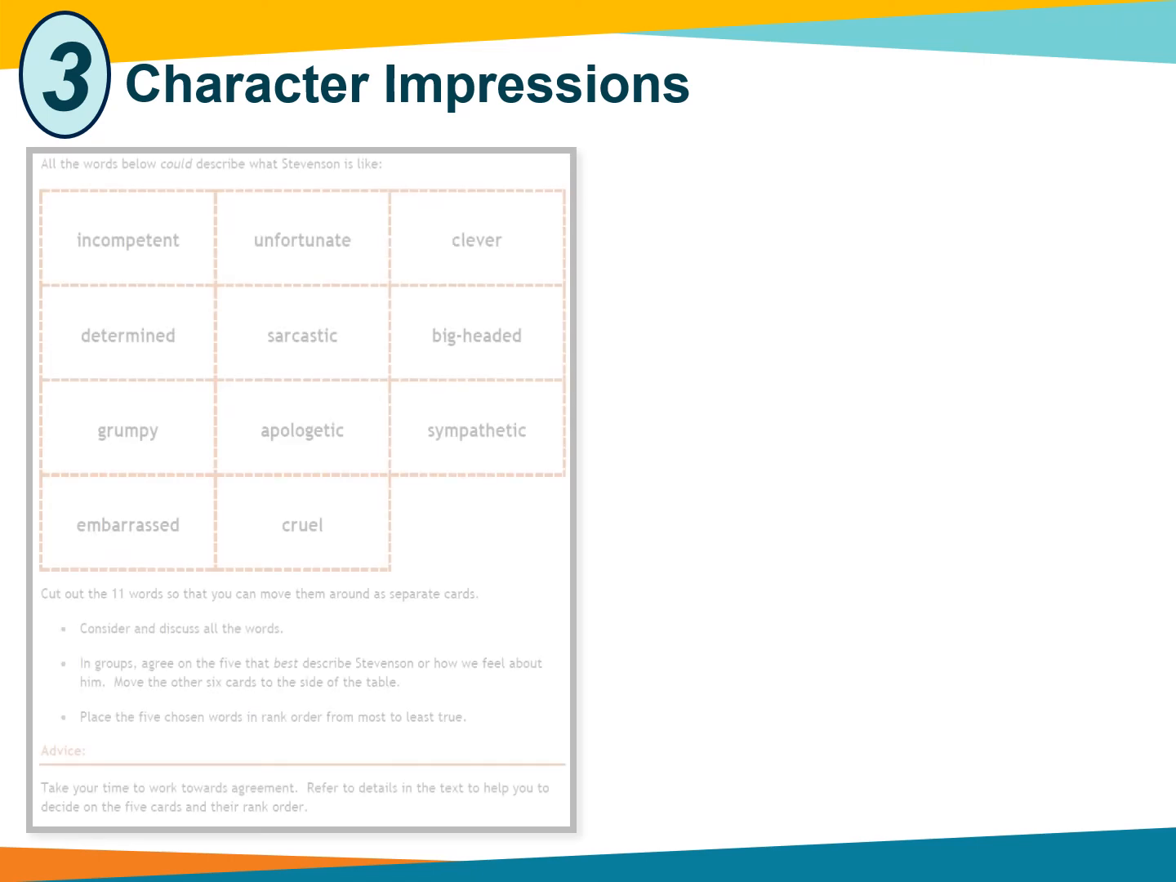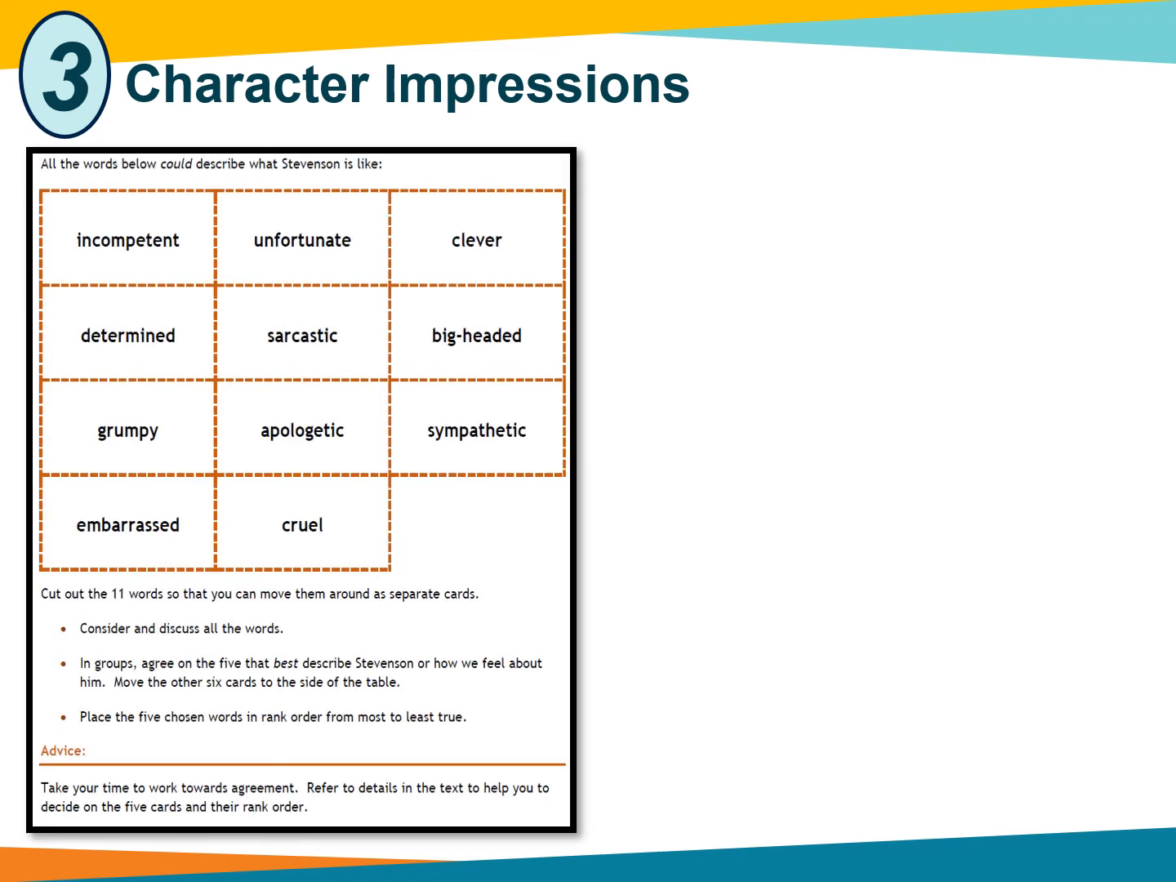After reading the selection, students can be teamed up and given a set of cards, just as you see here, that contain different character traits. Students thereafter can call out the words and they can move them around as separate cards. They can consider and discuss all the words. In teams, they can agree on the 5 that best describe a character or how they feel about him or her. They can move other cards aside off the table. They can place the chosen words and rank them in order from most to least true.